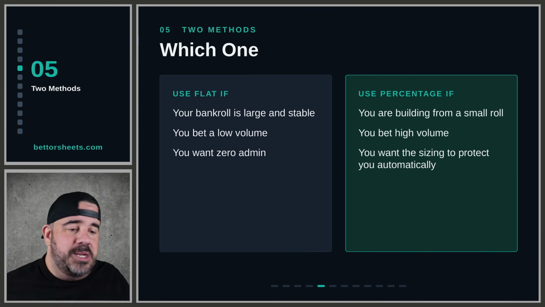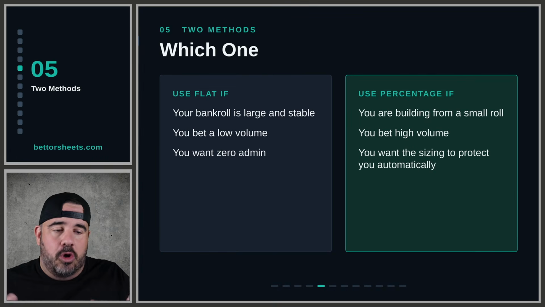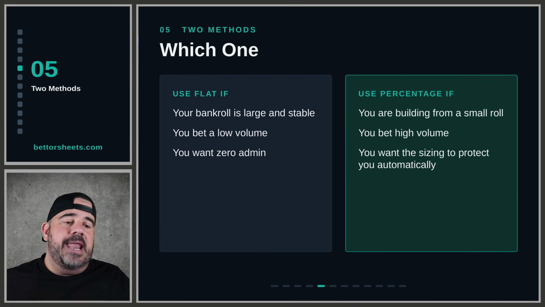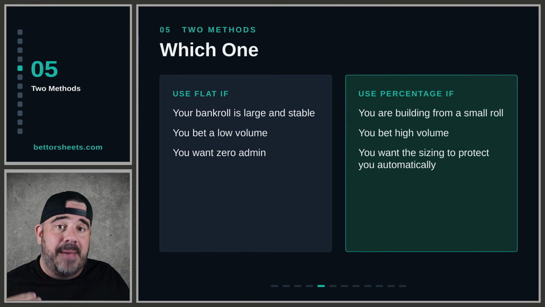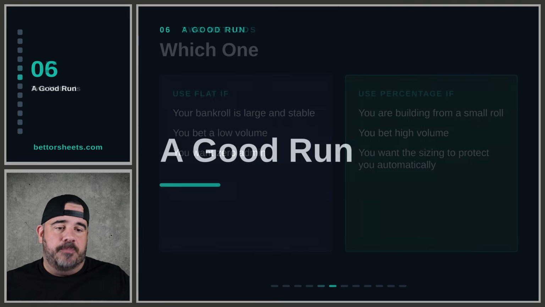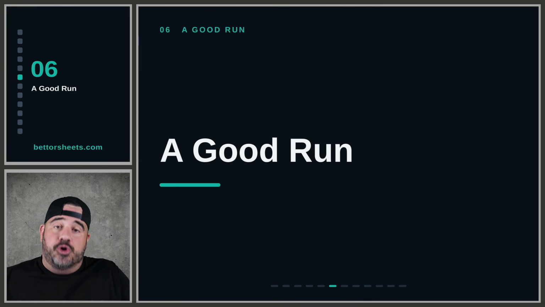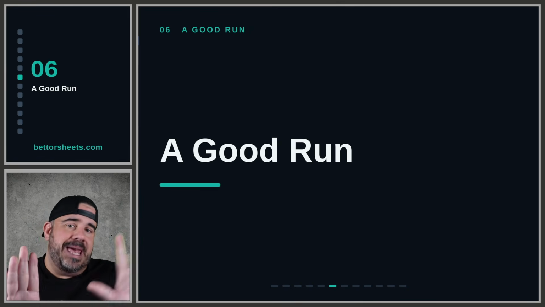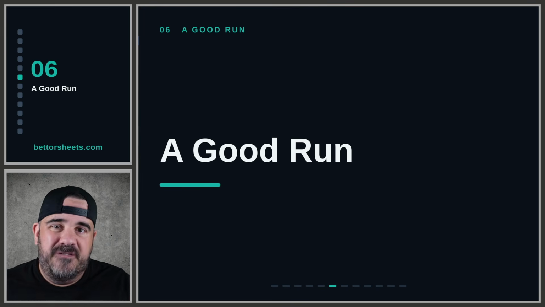For me, my percentage style, I'm building from a smaller roll and I'm trying to grow that roll. I bet a high volume and I want the sizing to protect me automatically if I have a bad day or a great day. Either way, it's mainly about protection against the bad days. So we move on to what is a good run. We'll look at good runs and bad runs side by side so you can get a full visual, okay?